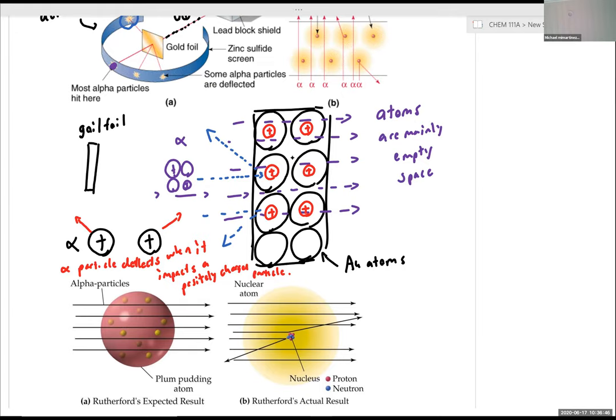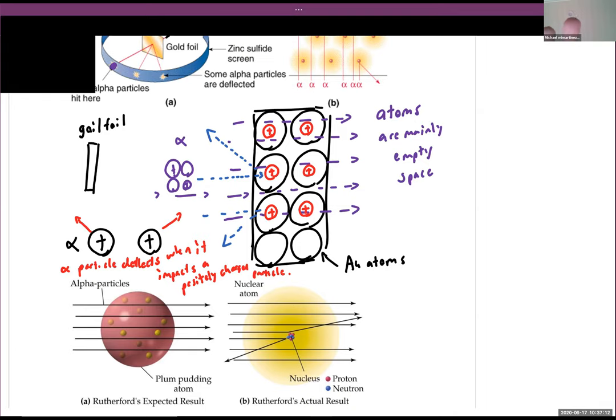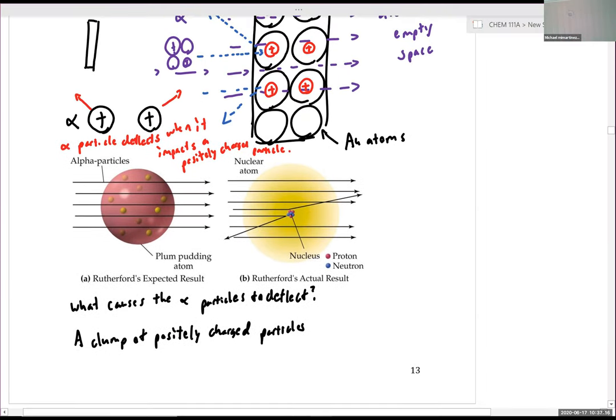So we can conclude in this experiment that because our alpha particles deflect, that deflection is caused by interactions with a positively charged particle. This deflection occurs a small number of times. So then we can conclude that this lump of positive charge takes up a relatively small amount of space. So to answer the question, what causes the alpha particles to deflect? We have a clump of positively charged particles at the center of the atom that makes up a small amount of space in an atom.